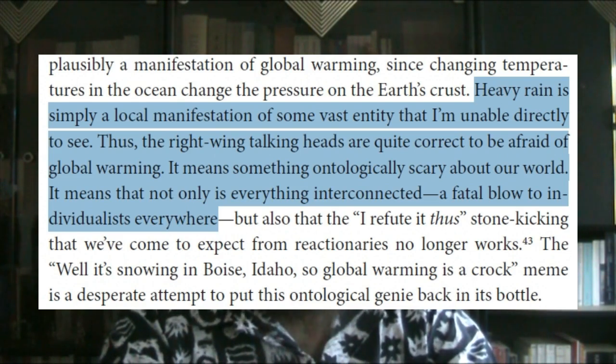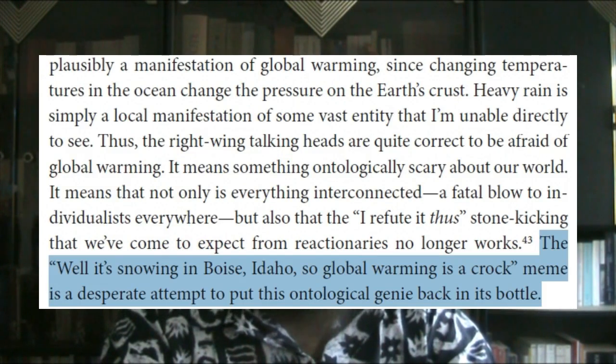It means that not only is everything interconnected, a fatal blow to individualists everywhere, the "well, it is snowing in Boise, Idaho, so global warming is a crock" meme is a desperate attempt to put this ontological genie back in its bottle. And so trying to catch global warming in the ecological catastrophes is like trying to catch the unconscious, for example. It isn't something that occupies some space, but is distributed through space and time.